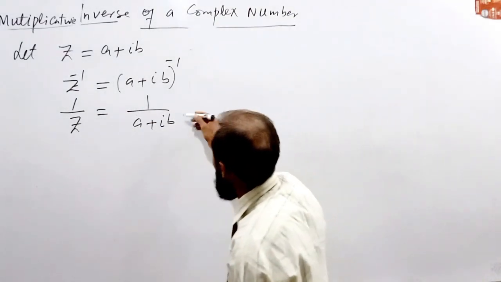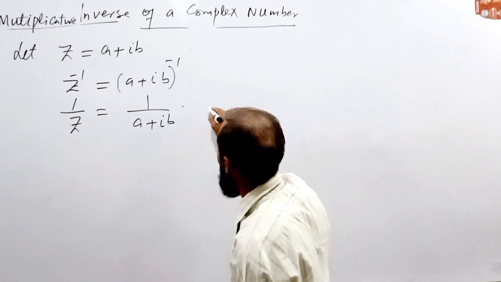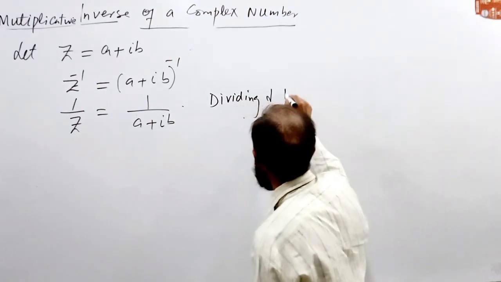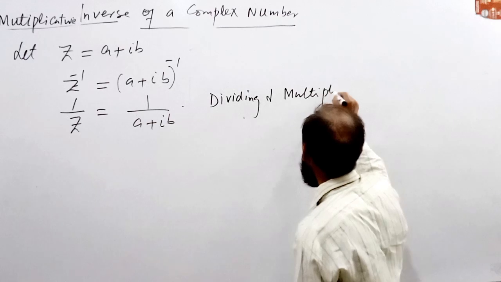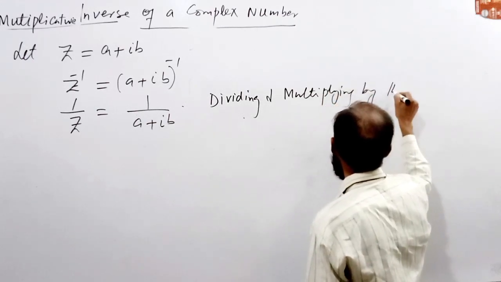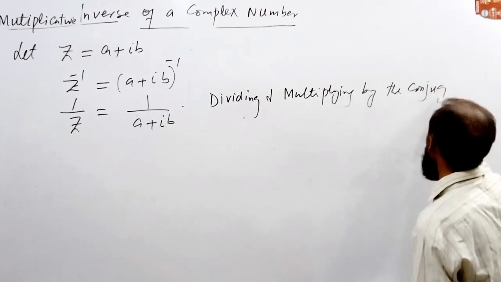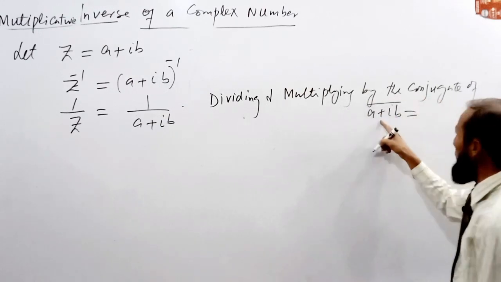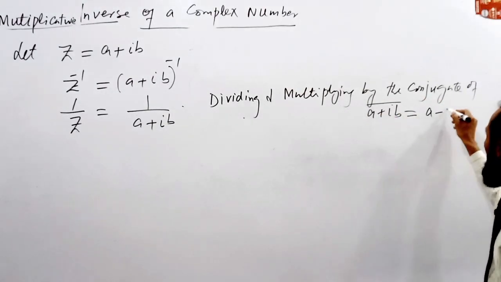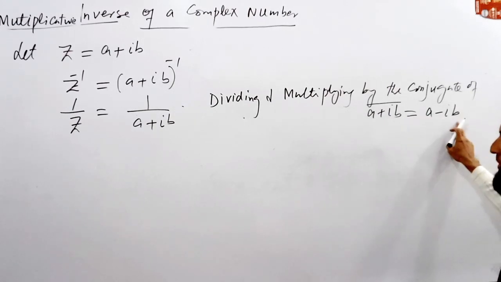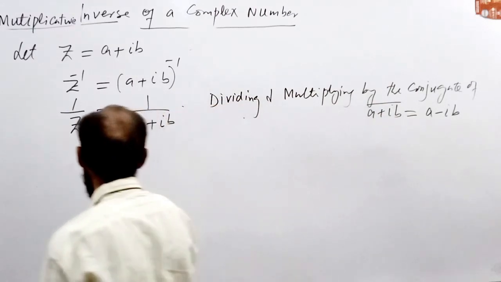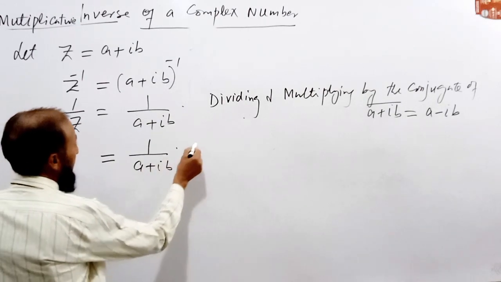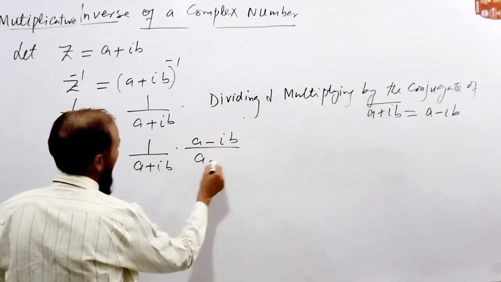We are dividing and multiplying by the conjugate of a plus iota b. In the conjugate we change the imaginary part sign, so here we get a minus iota b. It means this term we multiply and divide by a minus iota b: 1 over a plus iota b, into a minus iota b over a minus iota b.